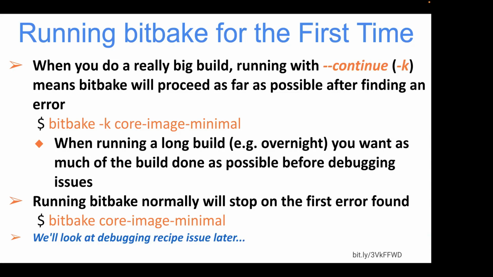So the next thing is, of course, an example here, you'll see we do a -k core-image-minimal, building core-image-minimal. Of course, when you're debugging, you would run it without the -k. We will look at debugging recipes later on, however.